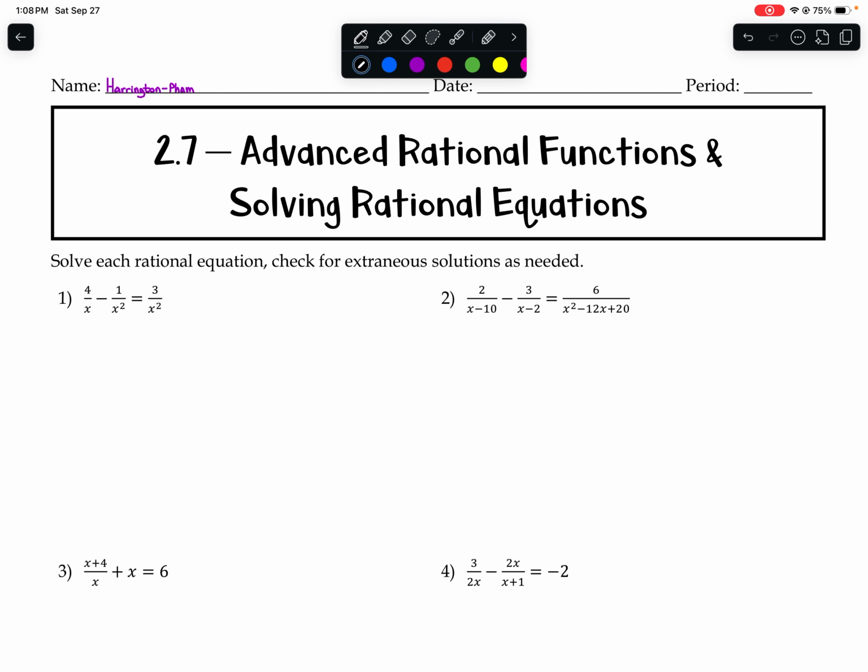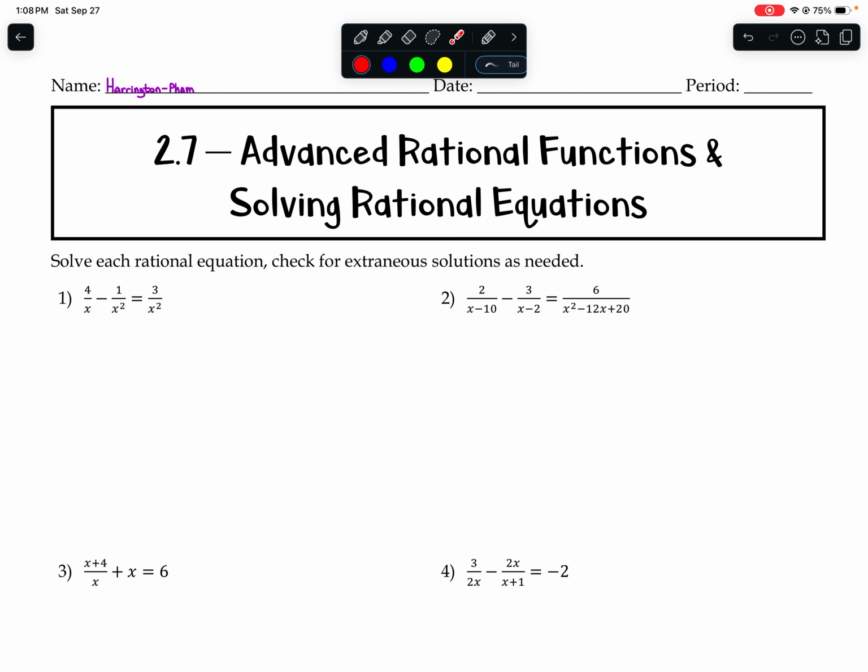Welcome back, everyone. In this lesson, we're going to talk about solving rational equations. This is going to serve as an extension to the rational functions, attributes, and characteristics that we've already done thus far. Your homework is going to have more advanced, higher level questions pertaining to what we've already done.